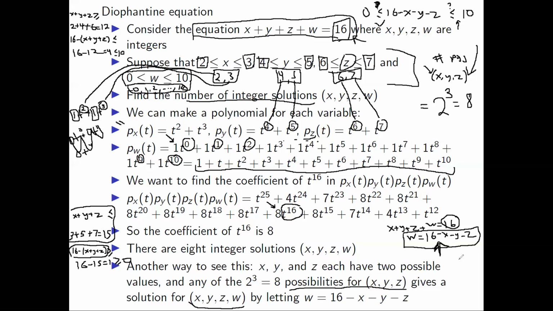So we see that for any x, y, and z that satisfies these three constraints, the number 16 minus x minus y minus z is in the range for w. It's between 0 and 10, which means that it's a valid choice for w. So it gives us a solution x, y, z, w. So the number of solutions x, y, z, w was just the same as the number of possibilities for x, y, and z. So that's another way to see why we got 8. And it's a very different solution, but we got the same answer. Okay, so I'm going to erase that so we can look at the next slide.